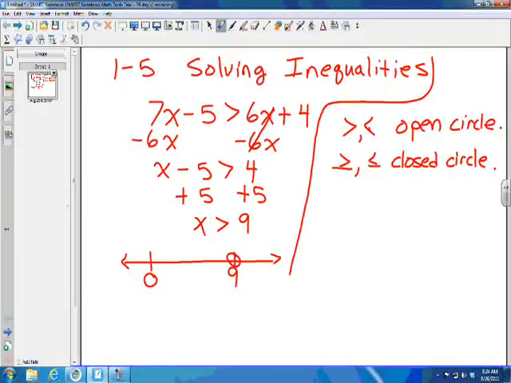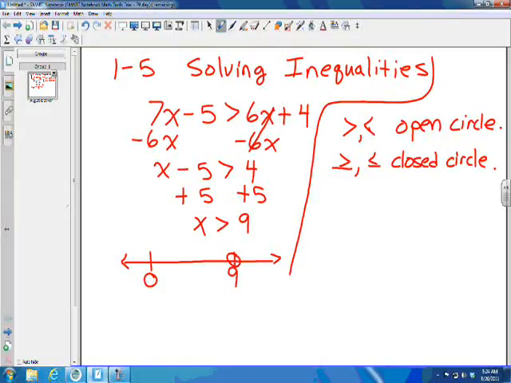Are there any questions on that, on how to know which one you have? Okay, it's just whatever this sign is in between. If you got one of these, it's open. If you got the line under, it's closed. And this means it's equal to, which means it can also be 9. That's why you fill in the circle.